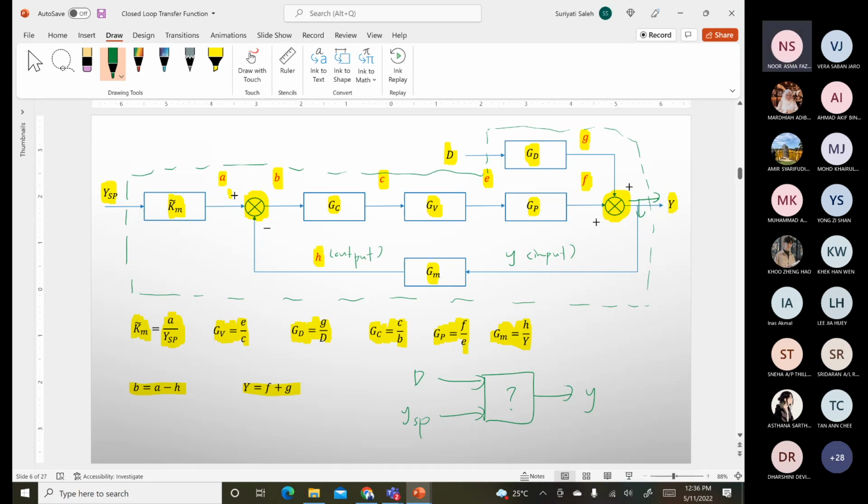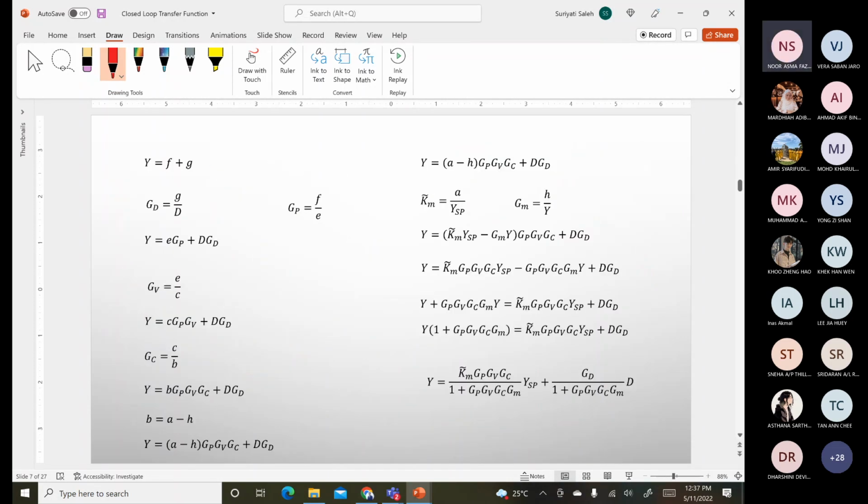So from here, we can start replacing or expanding our equation. How to start? Normally we start with the output, because here we have Y as our output. So we start with the Y. So the Y is this equation, Y equal to F plus G. In this case, we know that Y equal to F plus G.